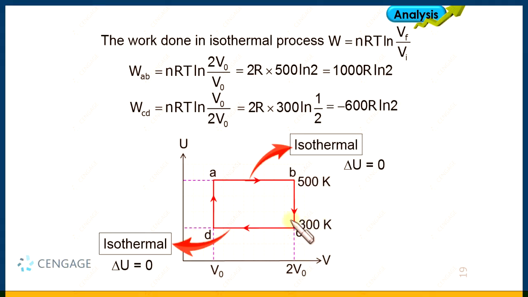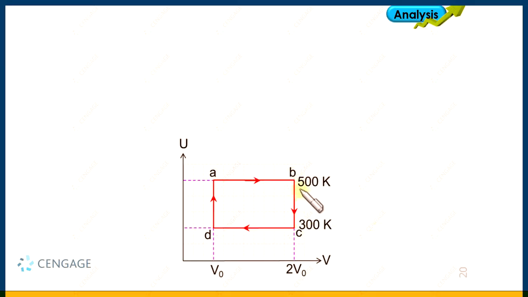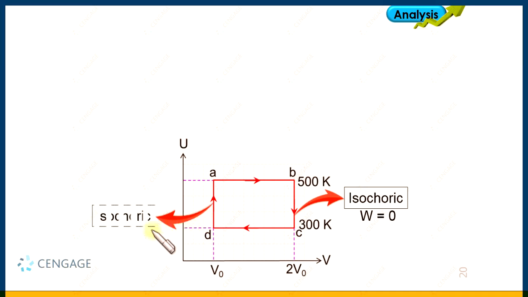Now, let us proceed to calculate the work done in the processes D to A and B to C. We can observe here the volume is not changing. That means this process is an isochoric process, and in an isochoric process W equal to 0. And here we can again observe the volume is constant, again an isochoric process, work done equal to 0. That means the work done in these two processes is equal to 0, but there will be work done in this process as well as this process.